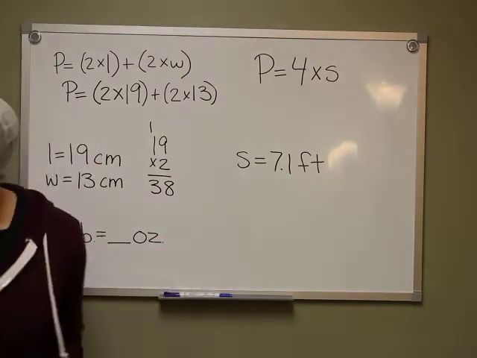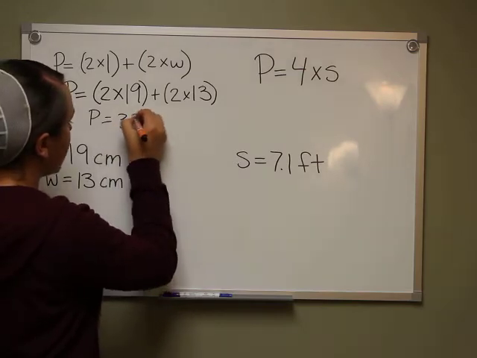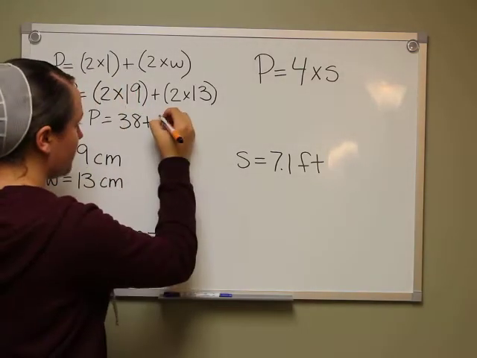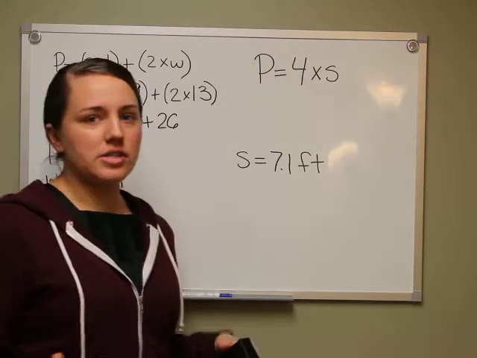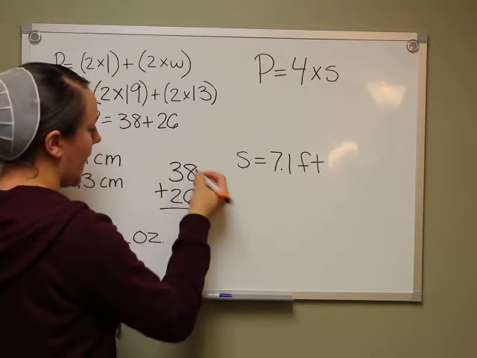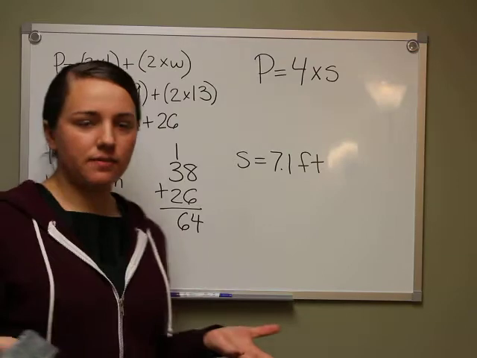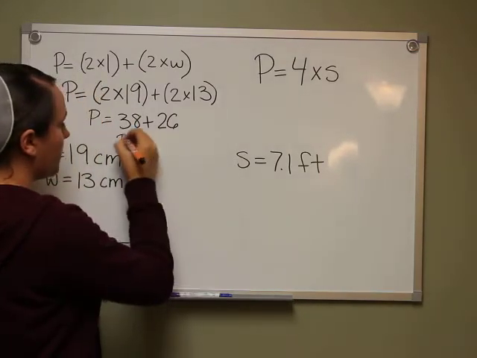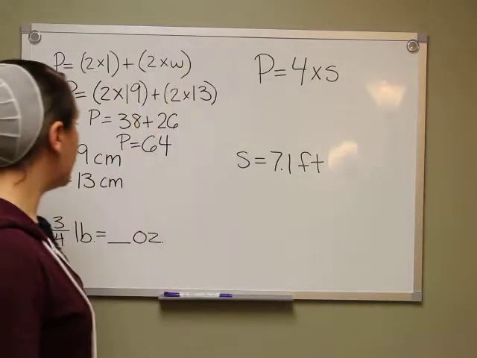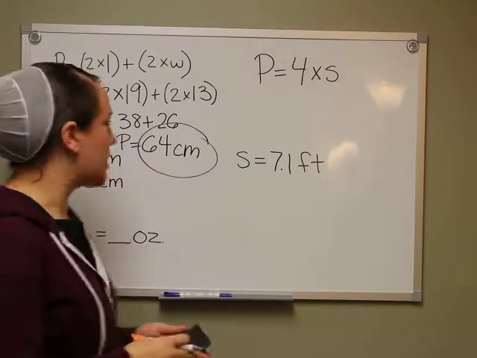So we have, grab my eraser here, 38. First of all, we have P equals 38 plus 2 times 13. What's 2 times 13? That is 26. So now we have P equals 38 plus 26. 8 plus 6 is 14. 1 plus 3 plus 2 is 6. So we have 64. We are left with P equals 64. And remember, you must label it. What unit are you working with? Here we are working with centimeters, so we have 64 centimeters is our answer.